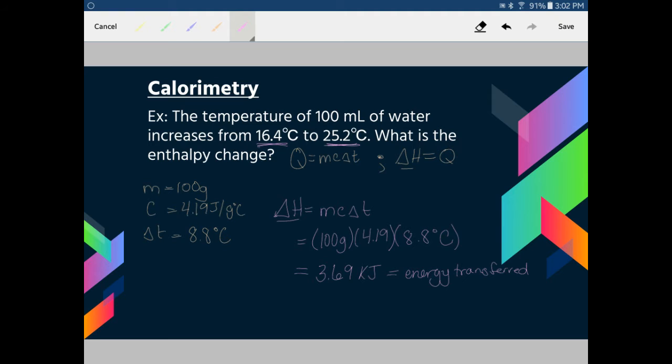Well, we know that because an exothermic reaction releases heat, that's a pretty good indication that this is exothermic. It also says it increases here, so that is very important. Because the temperature increased, we assume it is exothermic. Exothermic, remember from the previous slide, any exothermic reaction has a negative enthalpy. So this is going to be a negative 3.69 kilojoules as our final answer. It is important to record this as a negative value.